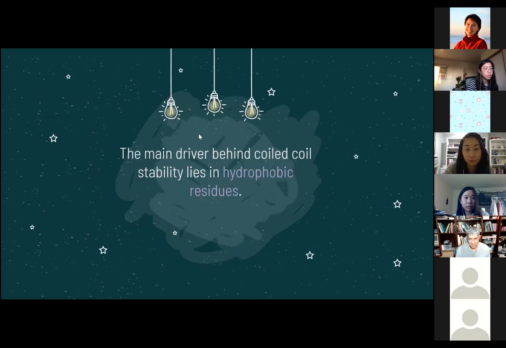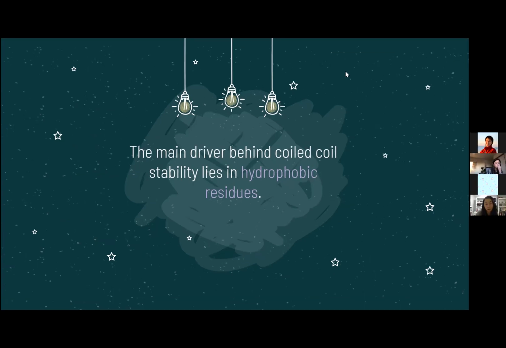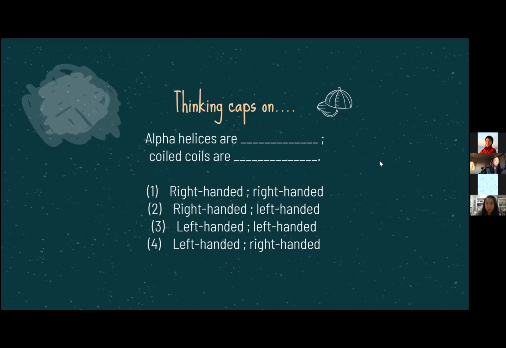The main idea for this section will be that the main driver behind coiled coil stability really lies in the hydrophobic residues. As we just talked about, the hydrophilic residues are mainly contributing hydrogen bonds, but that's not really adding anything if they weren't in this coiled structure. Instead, what the coiled coil is adding are these hydrophobic residues that we'll see in a second.